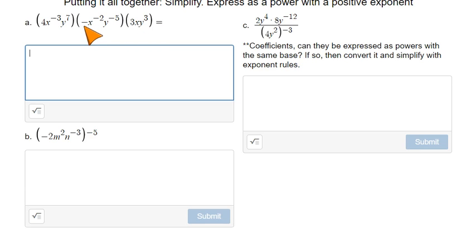Now, this negative x is a bit curious because without the bracket, this negative 2 is only applied to the x. So I'm going to rewrite this expression as negative 1 times x to the negative 2, y to the negative 5.